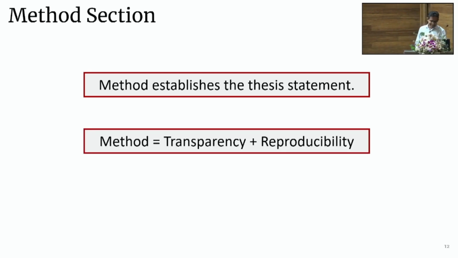The other part is that the method should have transparency and reproducibility. These are two important things. Transparent means when a person reads it, he or she must be able to understand what you have done. And once a person is able to understand, that person must be able to reproduce it. Professor Dilshan also spoke about it, that you yourself must be able to reproduce it by looking at what you have written in the paper, and also other researchers must be able to reproduce it by carrying out the experiments that you have done.